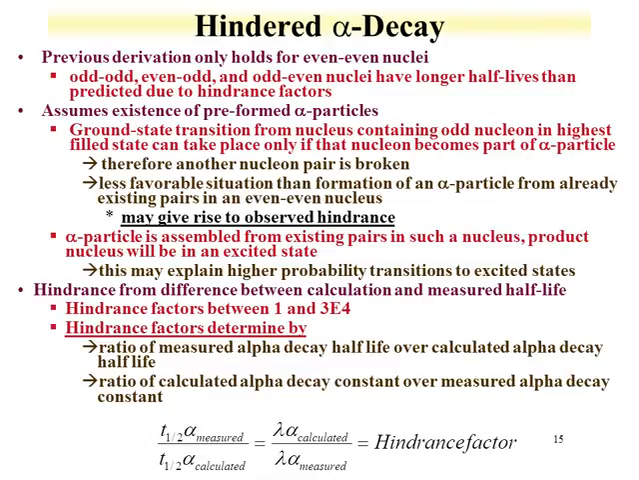Now, everything we discussed related to the model really holds for even nuclei. If we have even-odd or odd-even nuclei, the half-lives are even longer than predicted due to something we're going to call hindrance factors. Now, the model assumes the existence of preformed alpha particles in the nucleus, and the ground state transitions from nuclei containing an odd nucleon can only take part if that odd nucleon becomes part of this emitted alpha particle.